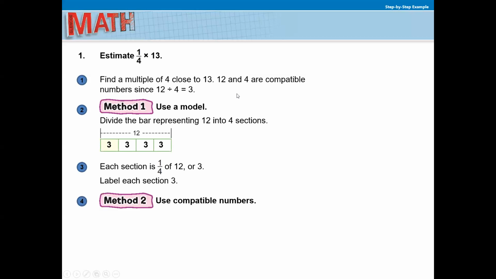Method 2, use compatible numbers. 1/4 of 13 is approximately 1/4 of 12, which is approximately 3. So 1/4 of 13 is about 3. Remember that we're estimating. We're going to estimate so that when we're doing the actual algorithm, we can tell if our answer is reasonable. Here's another example.